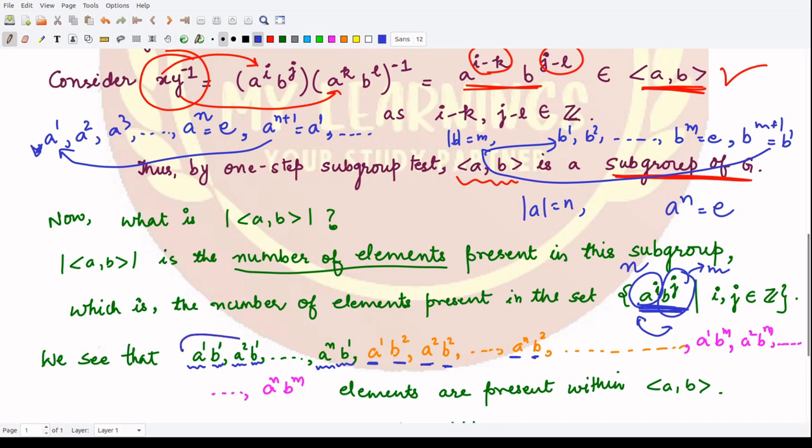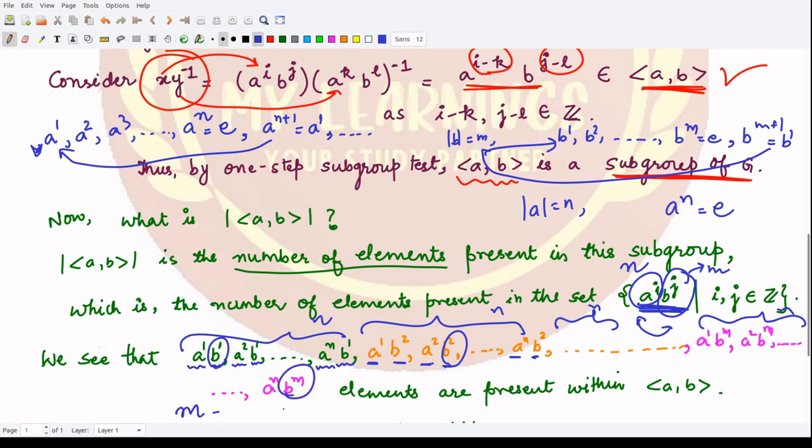So how many such elements are there? There are a total of n elements. These are also a total of n elements, and so on for each. So how many such groups are there? We are taking b raised to power 1, b raised to power 2, b raised to power 3 up to b raised to power m. So in total we have m such combinations.